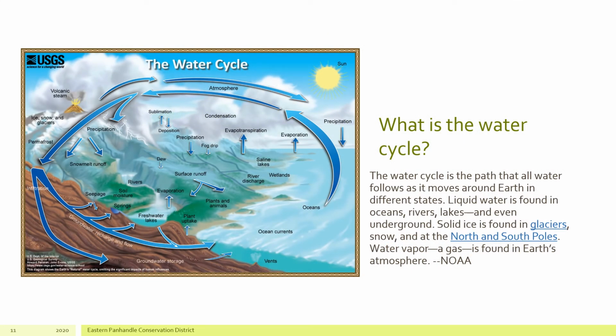So here you can see that this is a lot more in-depth version of the water cycle. There's a lot more components that you can see with this image by USGS, which is the United States Geological Survey. And we got a little bit of further definition, and it's the path that the water follows the different states. So of course we have our liquid, our solids, and our gas. And you can see it has, of course, our volcanic steam and some things like, instead of having the basic evaporation, condensation, precipitation, we have things like sublimation and deposition.